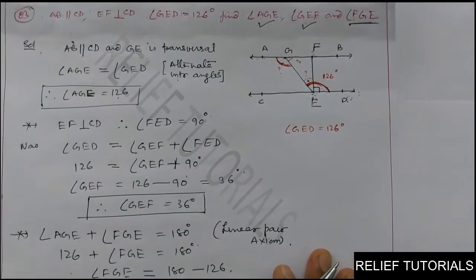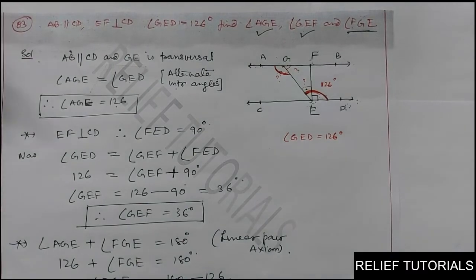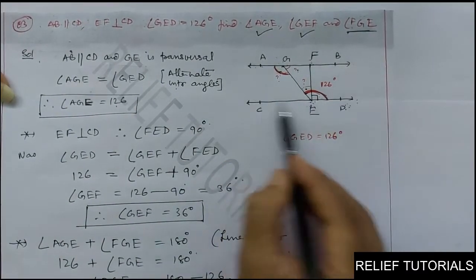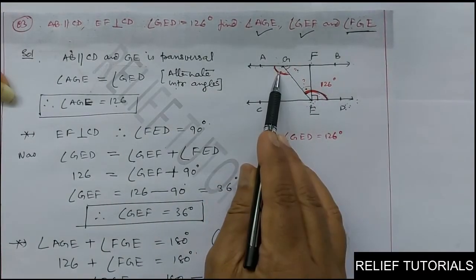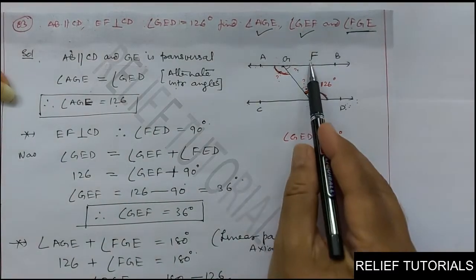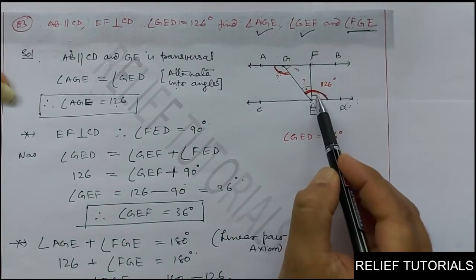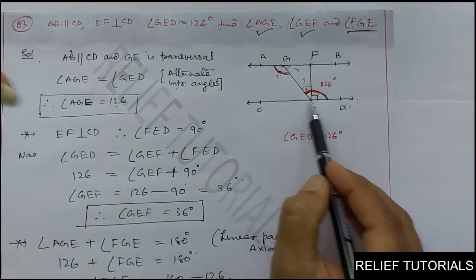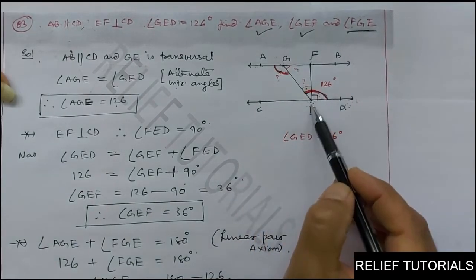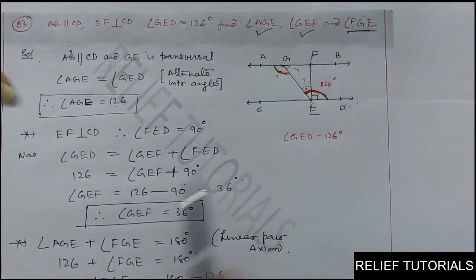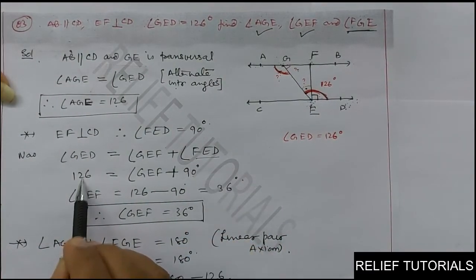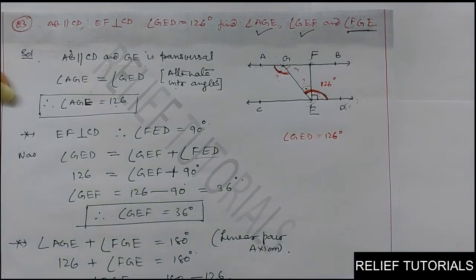Very simple. So look here, the whole problem. What is given? This is given 126, you have to find this. These two lines are parallel, this is transversal, so they are alternate angles. So AGE is equal to 126. Now FE is perpendicular to CD, so this will be 90 degree. So GED is equal to GEF plus FED. FED is 90, GED is 126, so we can find GEF.